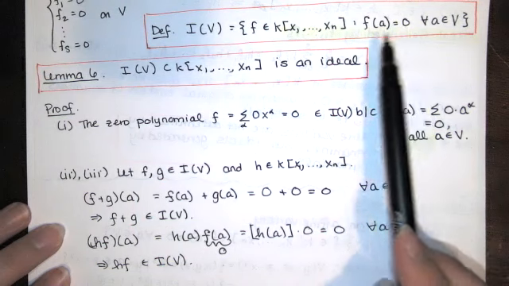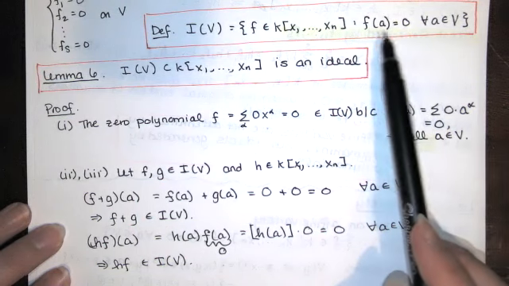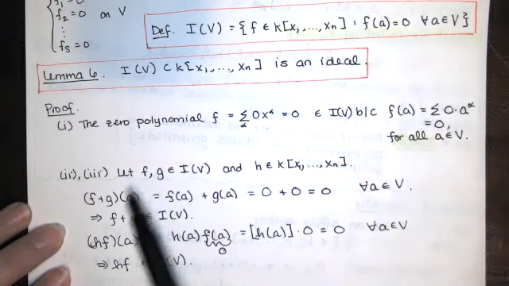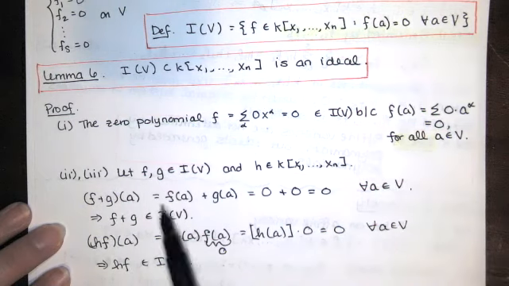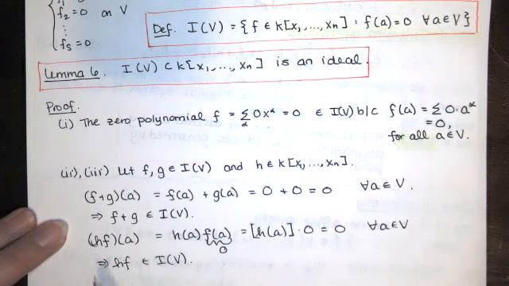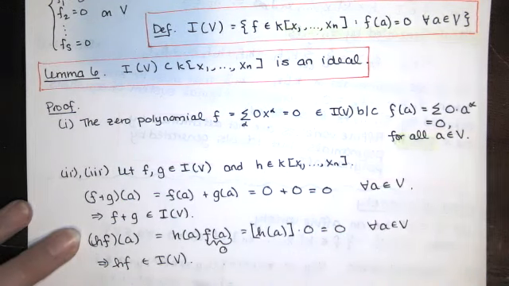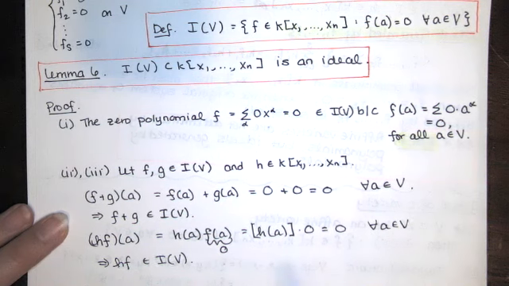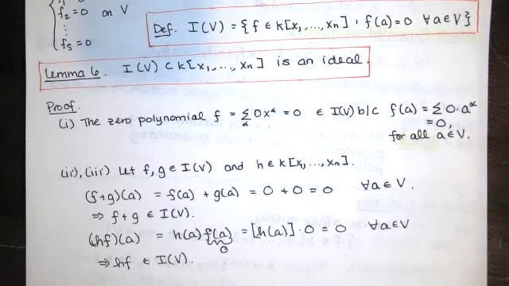It contains the zero polynomial, and if we have any two polynomials in this set, their sum is in the set. And if we take any polynomial in the set and we multiply it by another polynomial that's not in the set, we're still going to get 0. We're still going to be in the set. So this is an ideal.